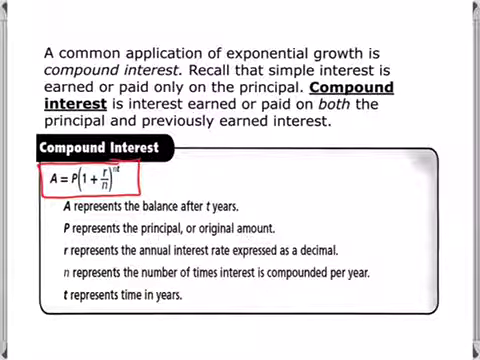divided by N, raised to the N times T power, where A represents your balance after so many years, P is your principal or original amount, R is your rate, N is the number of times something is compounded yearly, and T represents the number of years.